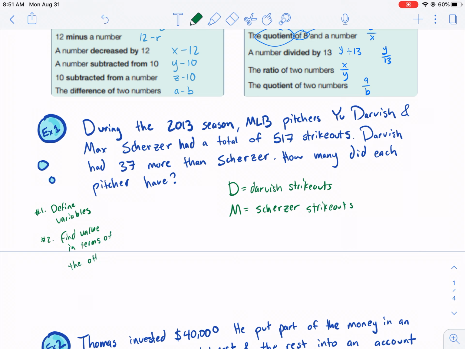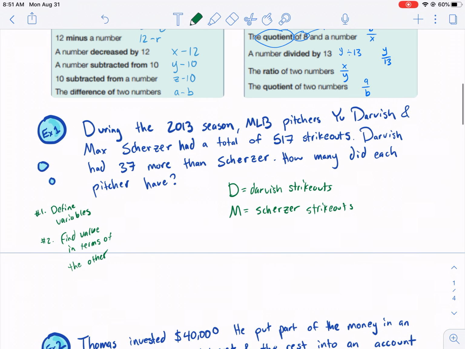What do I mean by that? Well, notice how we don't know how many each has. That's our whole goal, to find out how many strikeouts each pitcher has. We do know certain things. We know that D plus M, the strikeouts for both, need to total up to 517. Here's something else we know. Darvish had 37 more than Scherzer. So what we need to do is find the value in terms of the other.